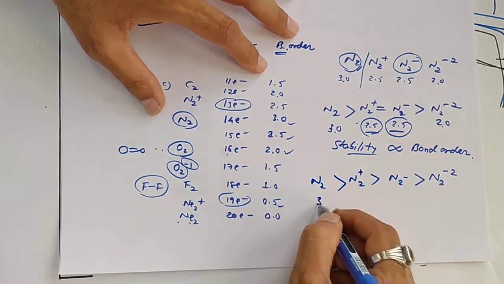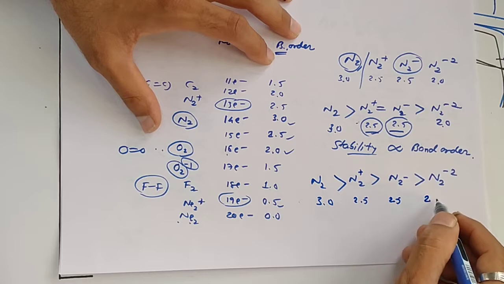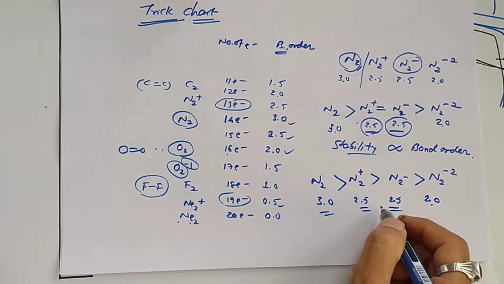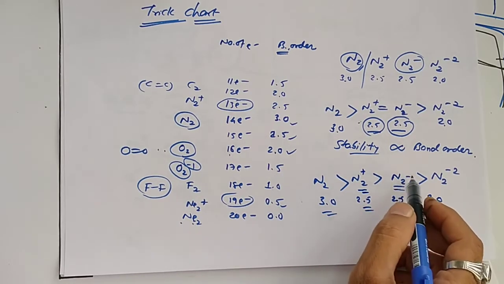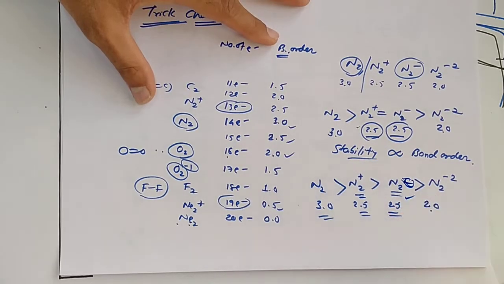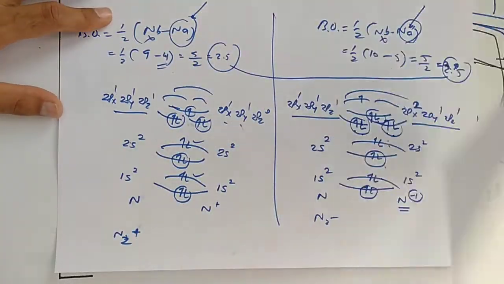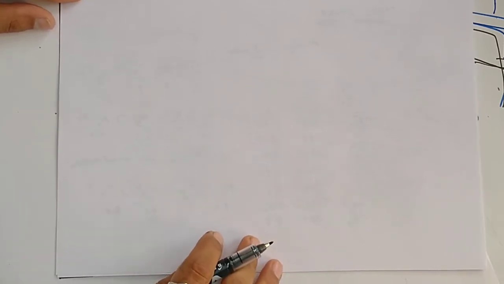And maximum of 3, no problem. With increasing bond order, stability increases. Whenever bond order is the same, the higher the number of antibonding electrons, the lower the stability. Understood? Now many questions are asked in various exams, so you have to remember our trick.